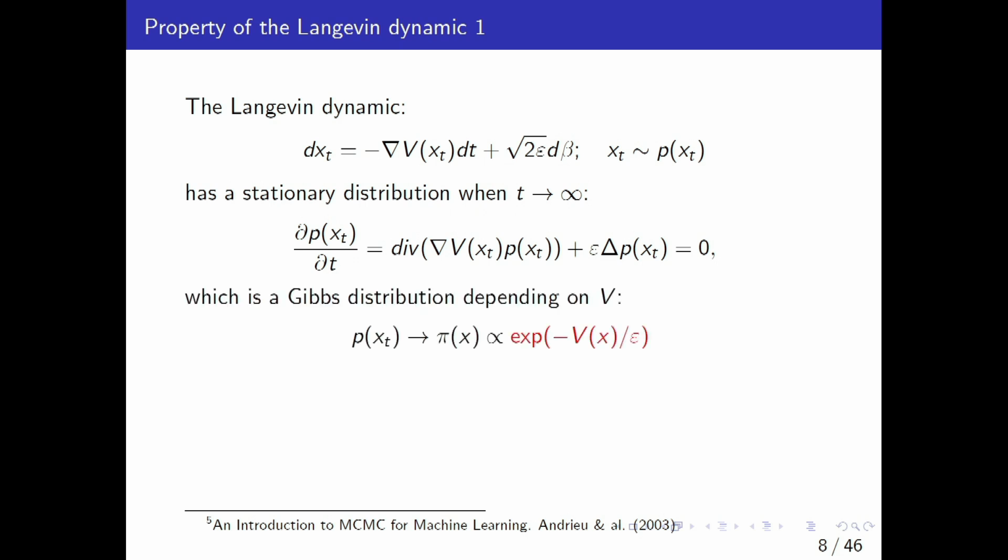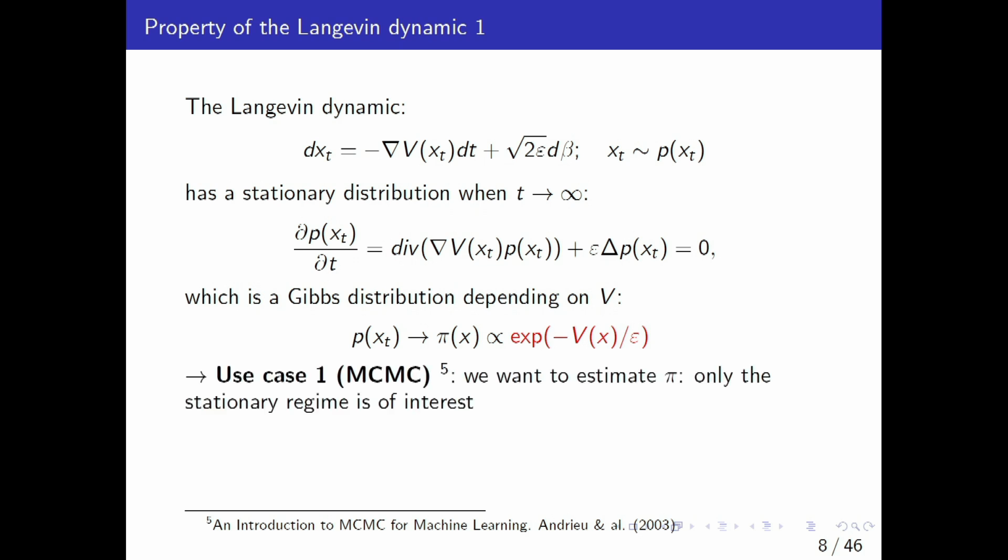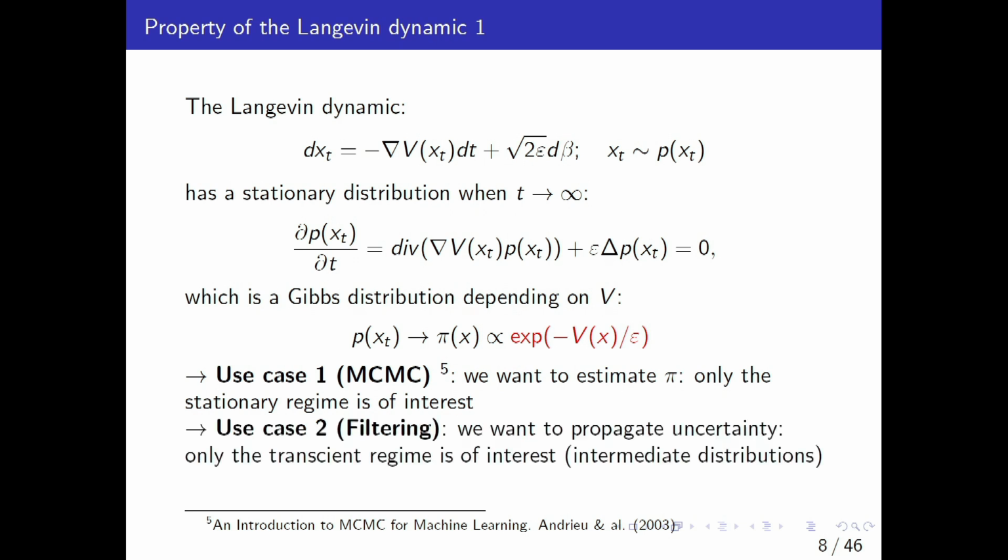The first property is that when the time goes to infinity, the asymptotic solution is a Gibbs distribution. So it takes this form. This property is used, for example, in optimization. It's not the case of this presentation, but we can use this property in optimization. For example, you propagate particles using the Langevin dynamic, and this property tells you that after some time, these particles will describe this Gibbs distribution. So if you want to estimate this Gibbs distribution, you can propagate particles using Langevin dynamic. But here we don't use that. Here we want to do filtering, so we are not interested in the stationary regime, but in the transient regime.